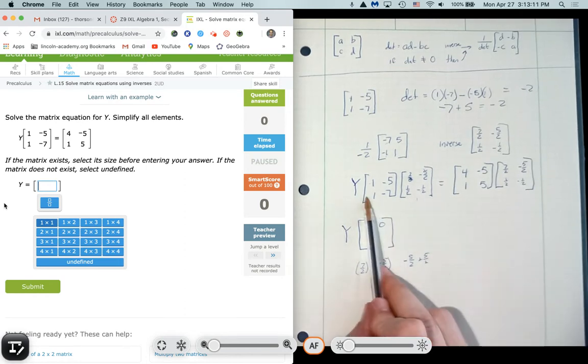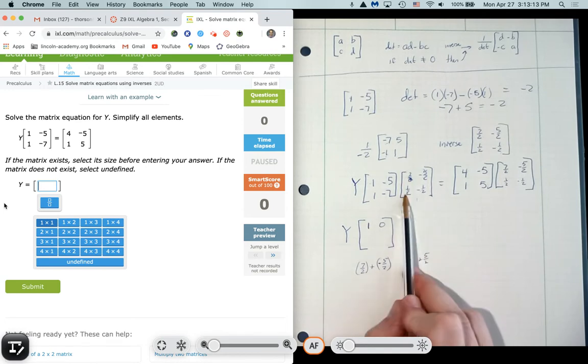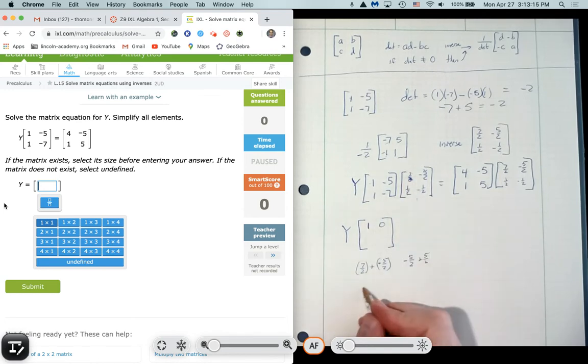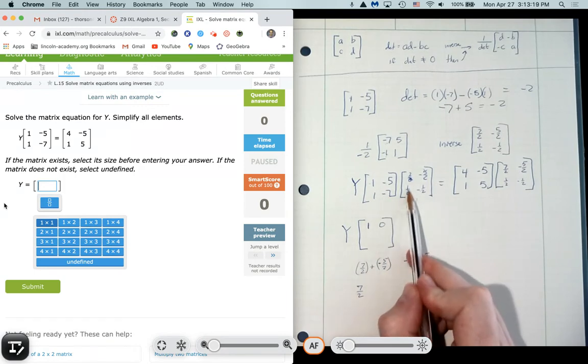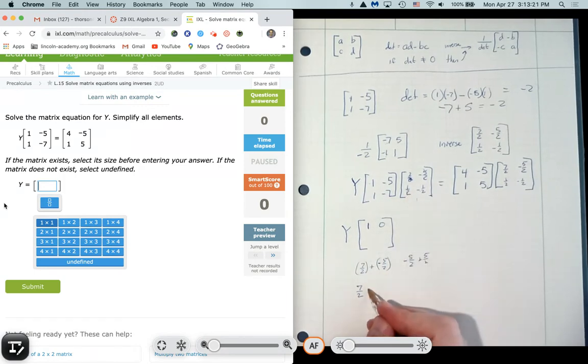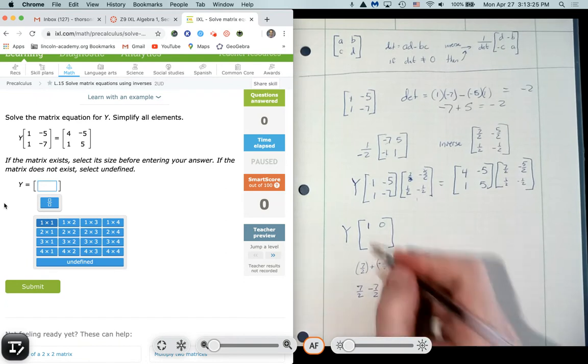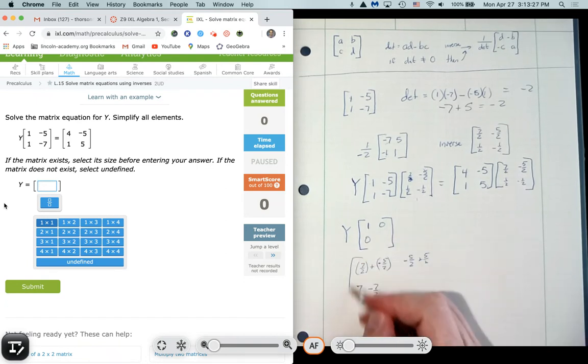Now I'm going to do the bottom row times the first column. 1 times 7 halves is 7 halves. Negative 7 times 1 half is going to be negative 7 halves. If I add those two together, I get 0. You can almost see this matrix that I'm setting up here, right?